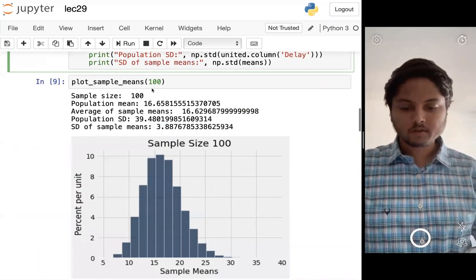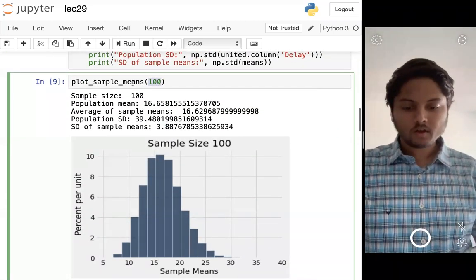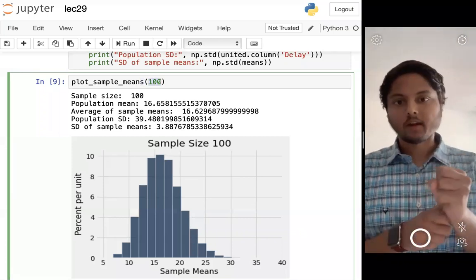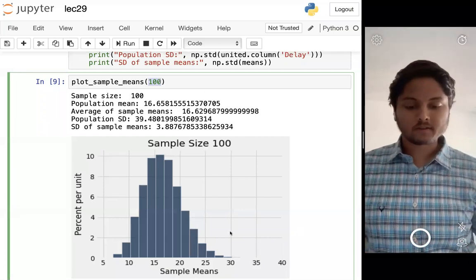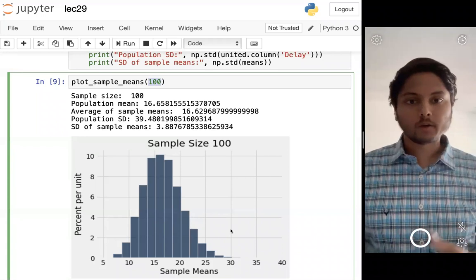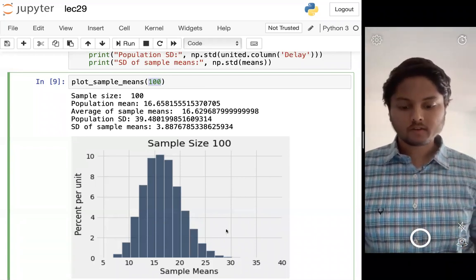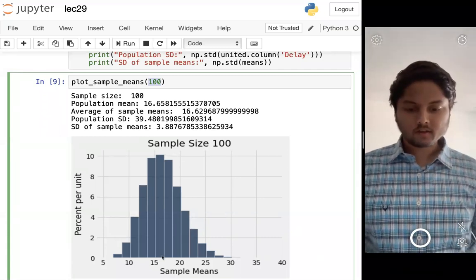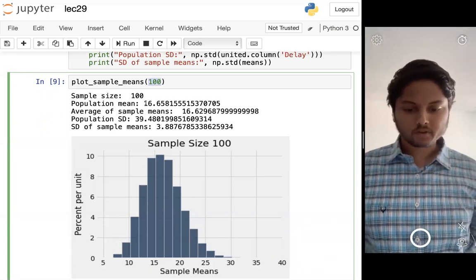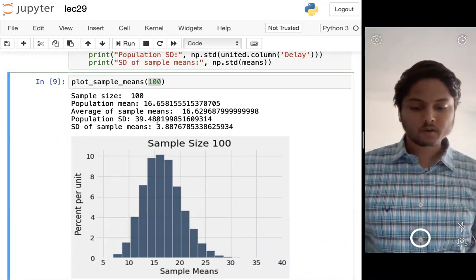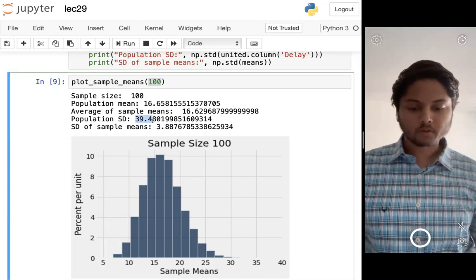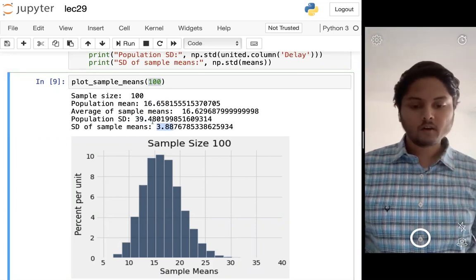We did this once with a sample size of 100. So again, what plot sample means does is it says, we're going to take a sample size of 100, calculate the average value, and then repeat that process 10,000 times. And then that gives us this histogram. These are all the different ways that we can get an average value of flight delay from 100 flights. You can see it's centered around our actual population mean of 16.65. And then the standard deviation of this sample mean is quite a bit less than the population. It's actually about a factor of 10 less.